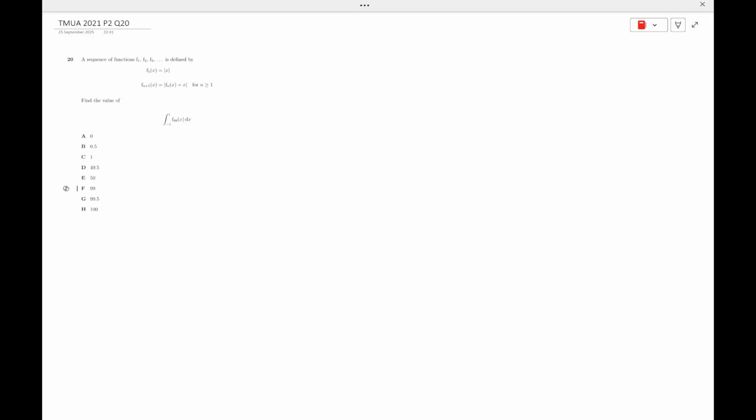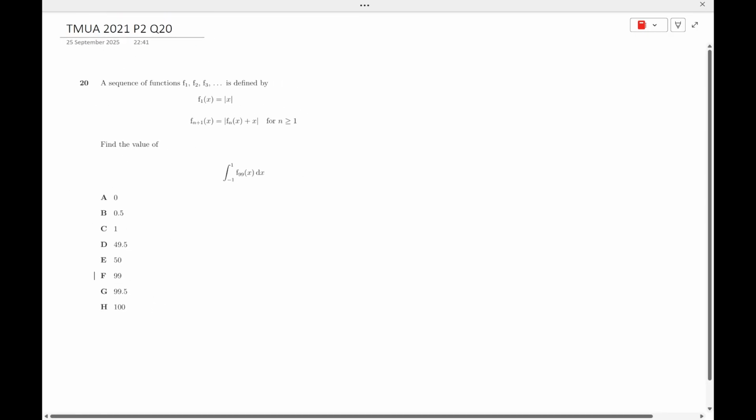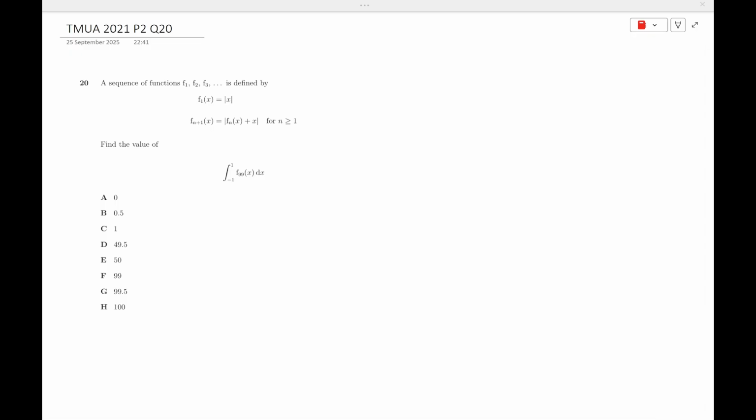Hi, so this is the TMUA 2021 Paper 2 Question 20. Now, as you'd expect from Question 20 on either of the two papers, this is going to be hard. It's particularly hard usually when it's Paper 2 because you've got all of these kind of logic questions.